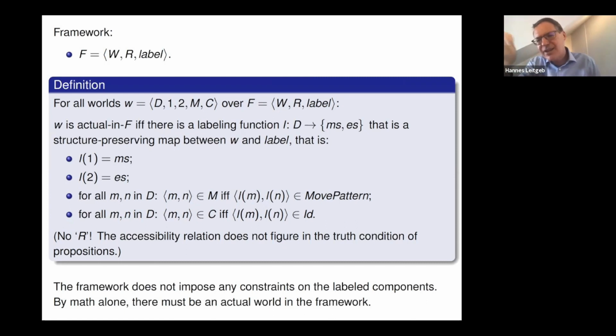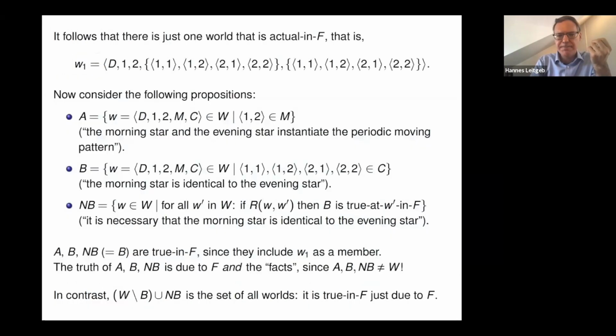Think of that as the logical laws for identity, which we are happily presupposing in first-order logic. So it's not a real constraint on what identity out there in the world is like for morning star and evening star. Again, by math alone and the way we've defined the framework, there must be an actual world in the framework because we've run through all the possibilities. It follows from what I've set up here that there is just one world that is actual in the framework, and that's this one here.